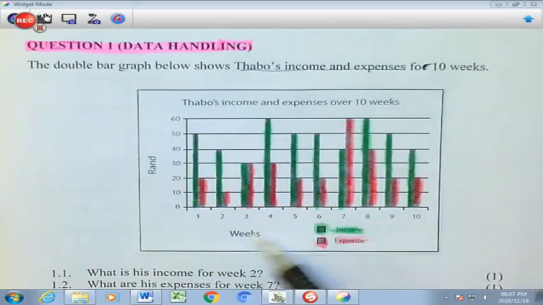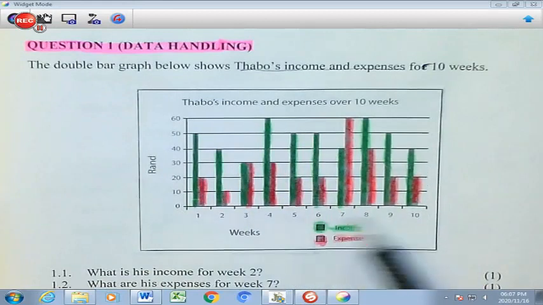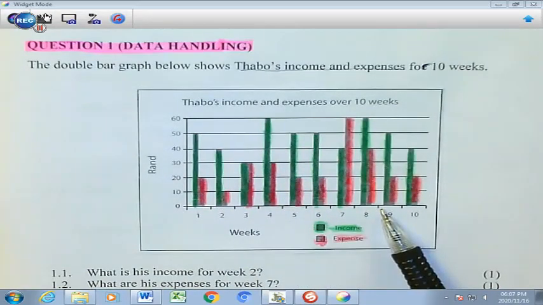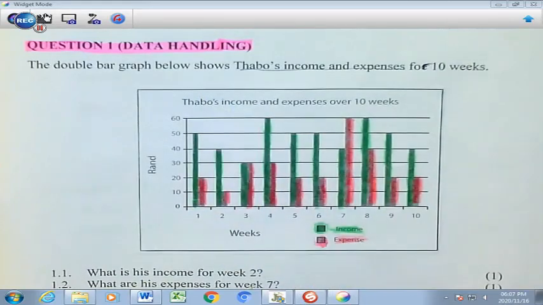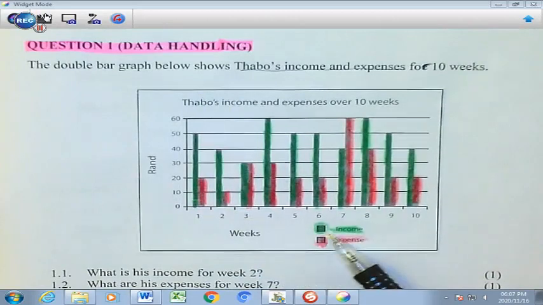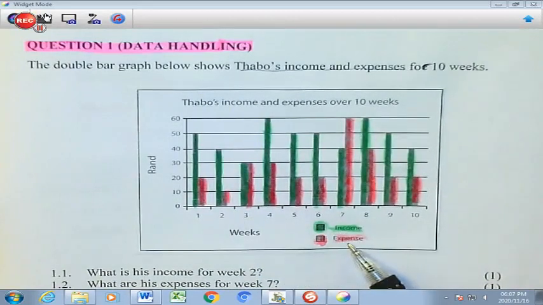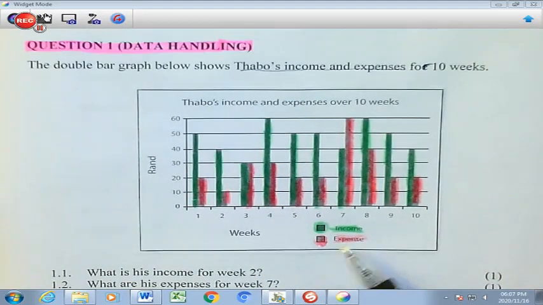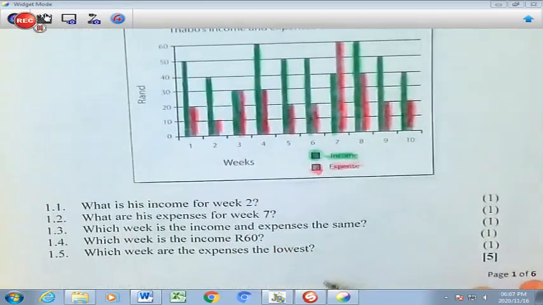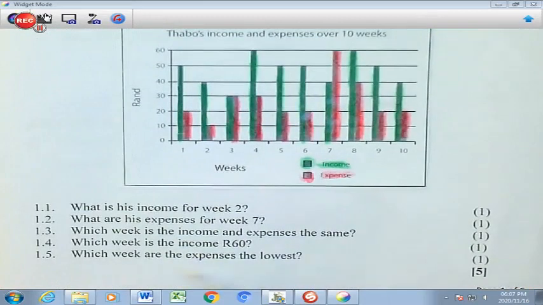If you look at the graph, it has the weeks on the horizontal axis and the rands on the vertical axis. Okay, and the green bars indicate the income and the red bars indicate the expenses. So you need to analyze the graph first and then you start with the question. There are going to be 5 questions, and if you look at question number 1, what is the income for week 2?